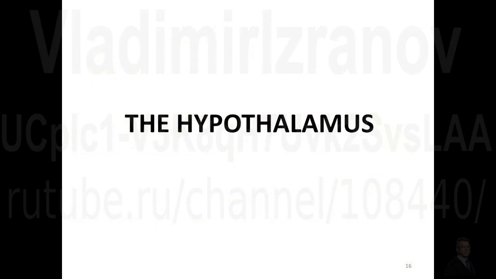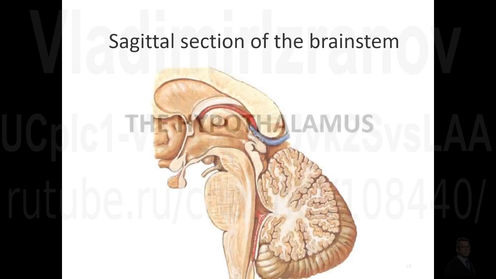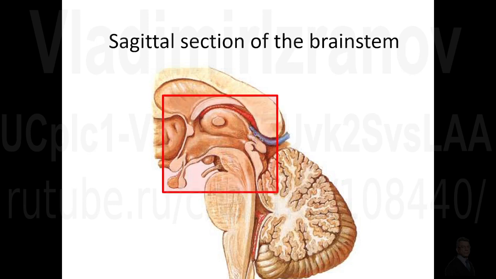Now the hypothalamus. Here it is sagittal section of the brainstem. I use this red rectangle to zoom in the image.